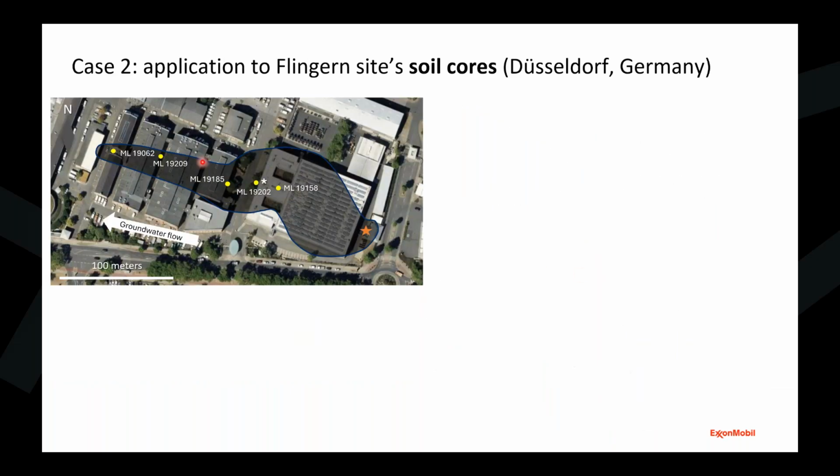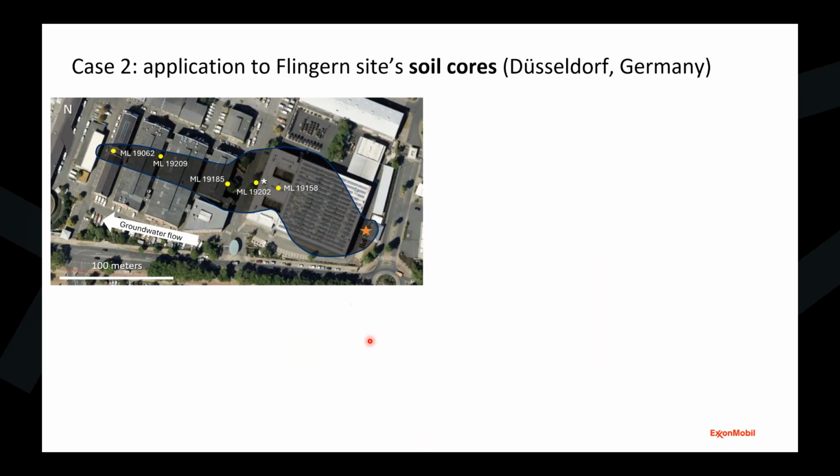However, the second case was from a different site. Now, similar situation. This site is in Düsseldorf in Germany. Here the orange star is where the release occurred, and the groundwater flow went in this direction, showing how the plume developed.